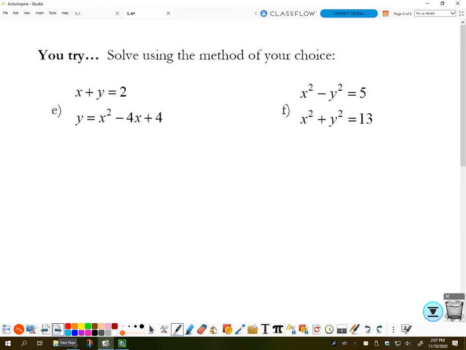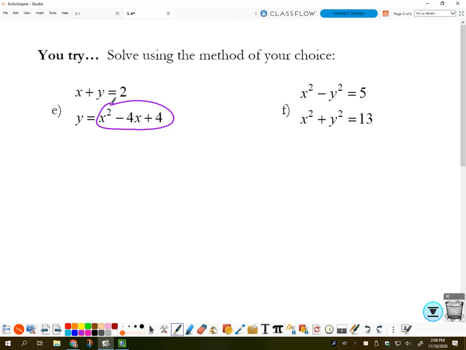All right, so you get to pick which method you think is best. So take a second and think. What do you think they're going to be? All right, if you haven't made a decision, pause. All right, so I think that on E you should use substitution because it already has y equals some stuff. And on F you can use the addition method. All right, so pause and work those and see what you get and see how you do.